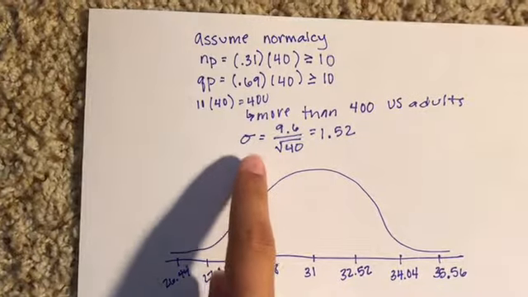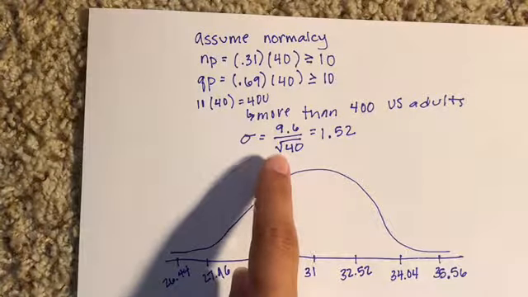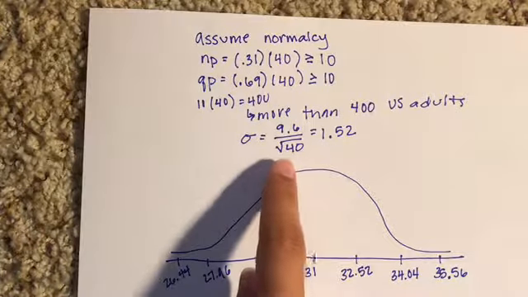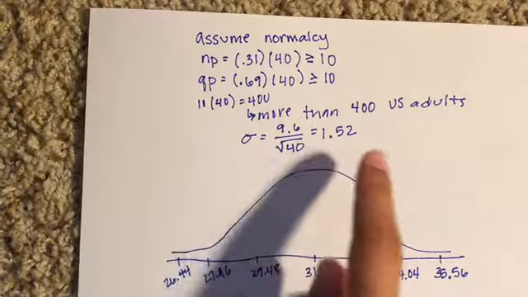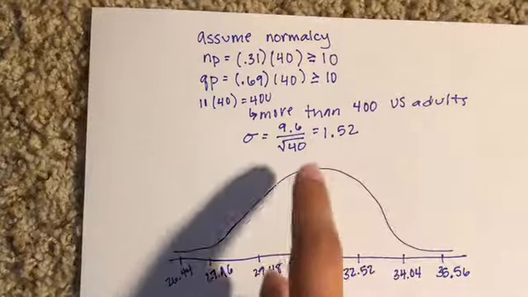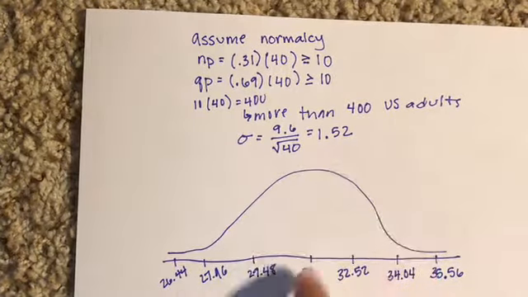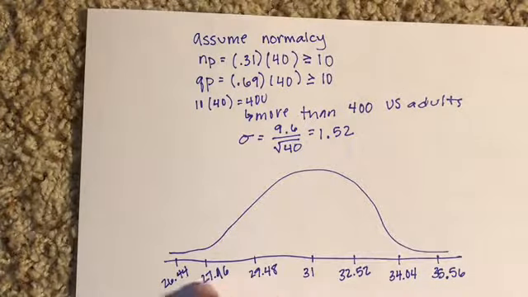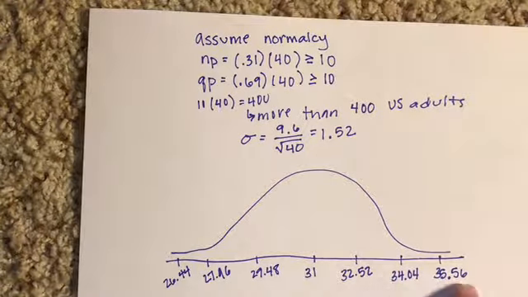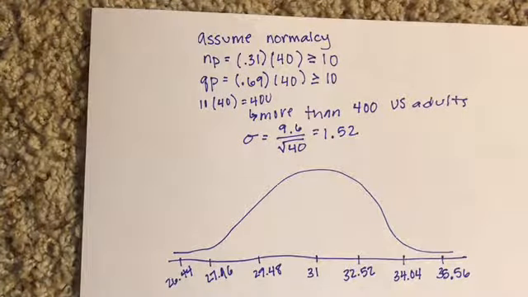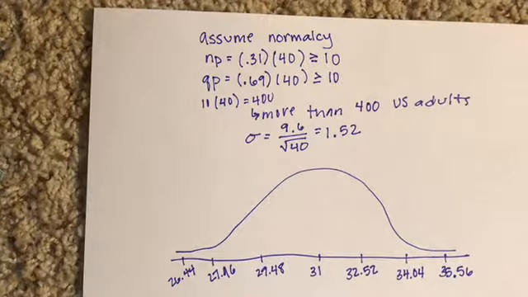And then we can calculate the standard deviation by doing the population standard deviation, which they give us as 9.6 in the problem, divided by the square root of n, to give us 1.52. And then you just subtract or add on either side, and I went out 3 standard deviations, and so that's what the density curve would look like.